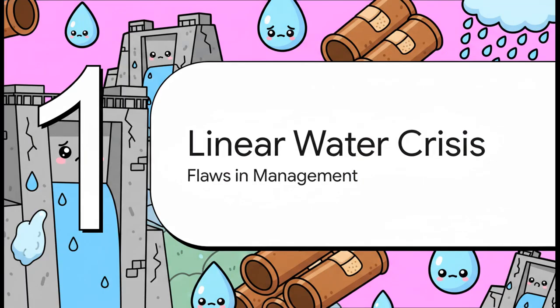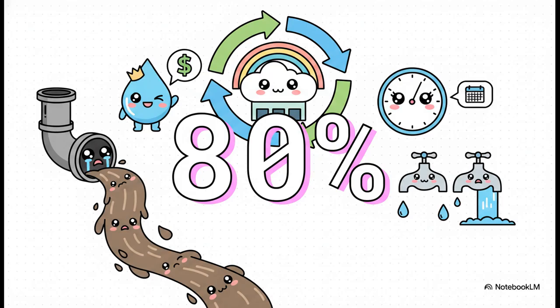Section 1, the linear water crisis, the flaws in how we currently manage water. Let's kick things off with a pretty harsh truth. Much of the infrastructure we rely on today for water, the massive dams, the endless underground sewer networks, a lot of that was built decades ago. And honestly, it is buckling under the massive pressure of population growth and extreme weather.